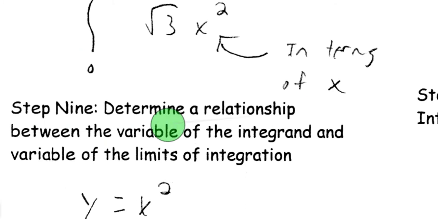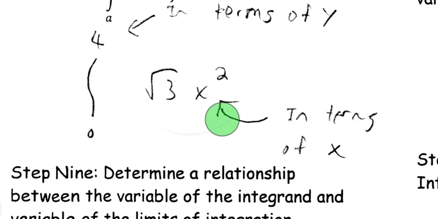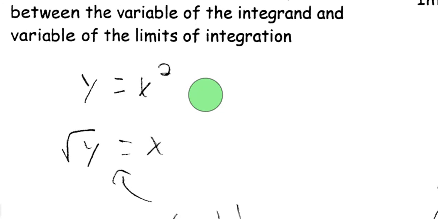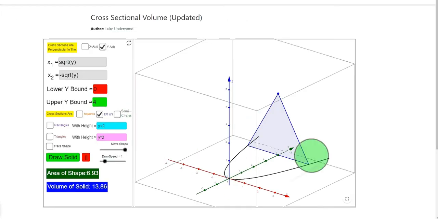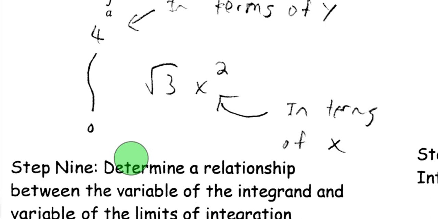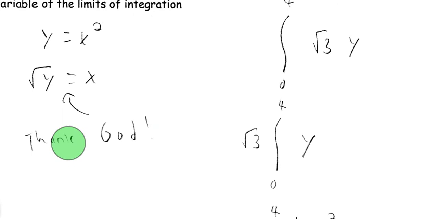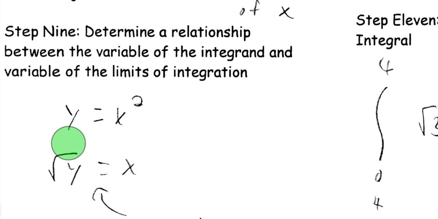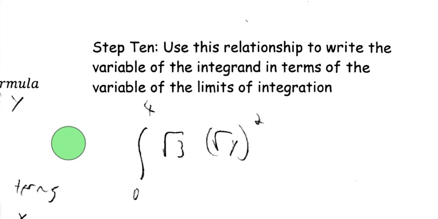Step 9 is going to be to determine a relationship between the variable of the integrand and the variable of the limits of integration. In short, what that means is if your limits are in terms of y, this has to be in terms of y. We're going to change that x to a y. Now that curve that we're looking at, that parabola, is y equals x squared. And so there is a relationship there. If y equals x squared, we can take the square root of both sides and get x equals the square root of y. And therefore, we can replace this x with the square root of y, which is exactly what we're going to do. Thankfully, that is convertible. Rarely you might run into a situation where you can't convert it, for example, if it was like y squared plus y. We can talk about that in another example though.